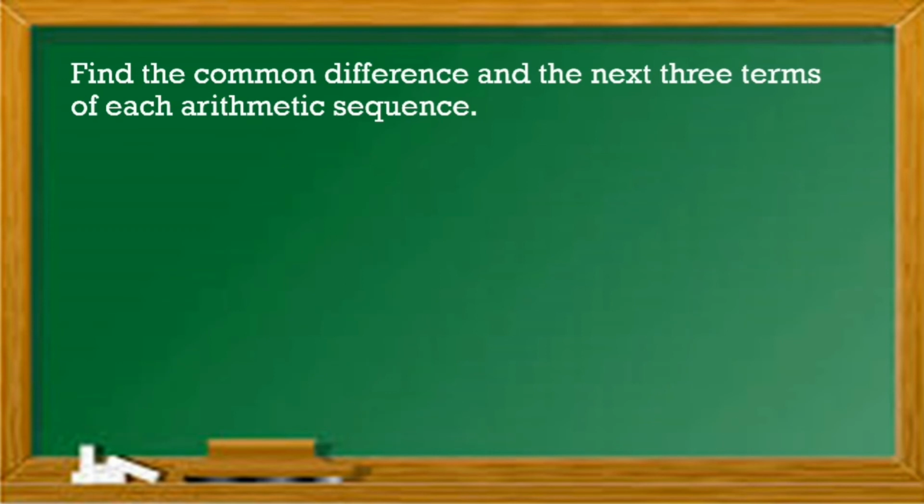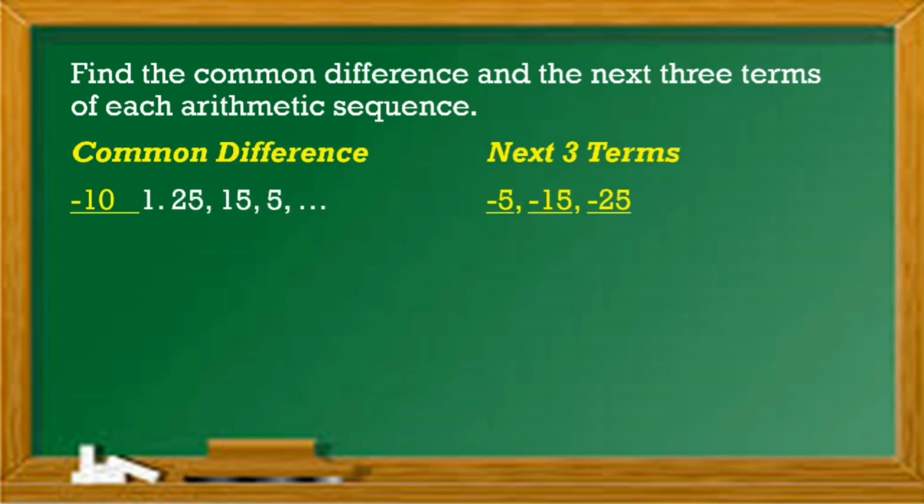Okay, so let's find out if you got the correct answers. For number 1, we have the common difference negative 10, and the next three terms are negative 5, negative 15, and negative 25. Okay, so check your paper if you got the correct answers. For number 2, we have the common difference 4, and the next three terms are 19, 23, and 27. So, did you get the correct answers, class?